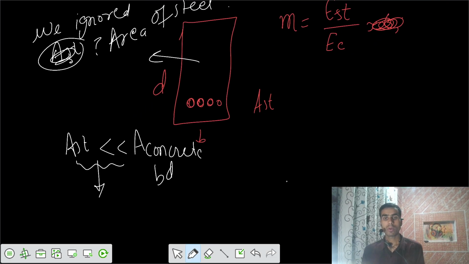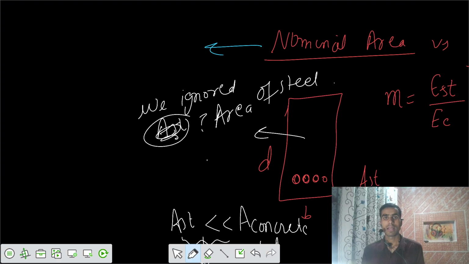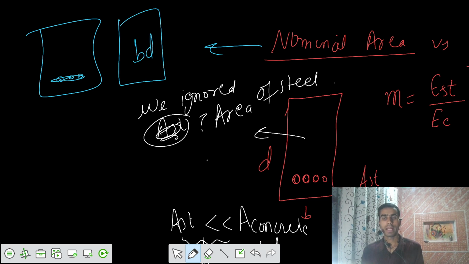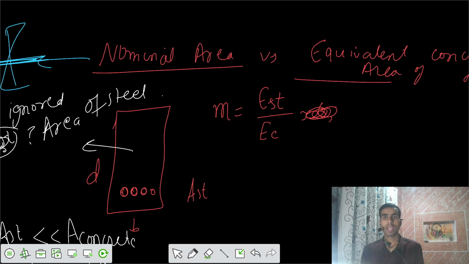If we talk about nominal concrete area, we say that you ignore the steel somewhere here, you just say there is some total area BD, and we are going to solve it. The neutral axis would be at the mid-section, the mid part of the section. Then what about this equivalent concrete section?